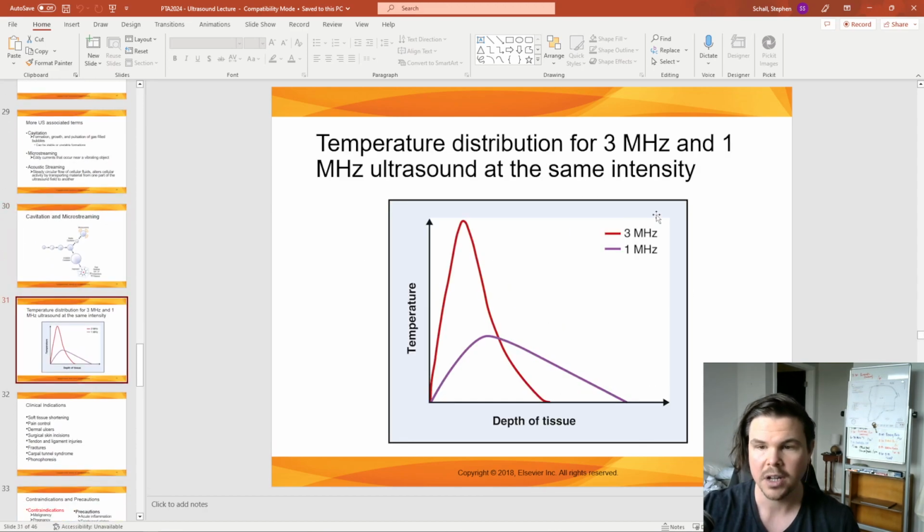Not so much here. This is the really great one that I like. You guys should be seeing this in every class. It's a perfect representation of the difference between 3 megahertz and 1 megahertz, right? So study this and put it in your brain so that you have it when you come to the class.